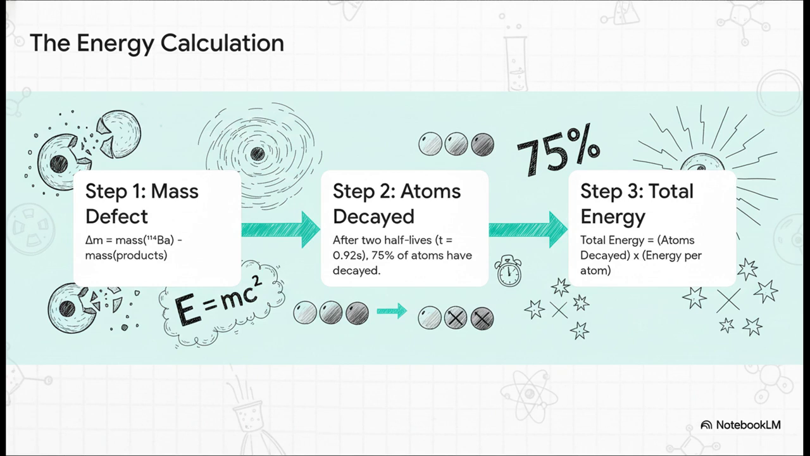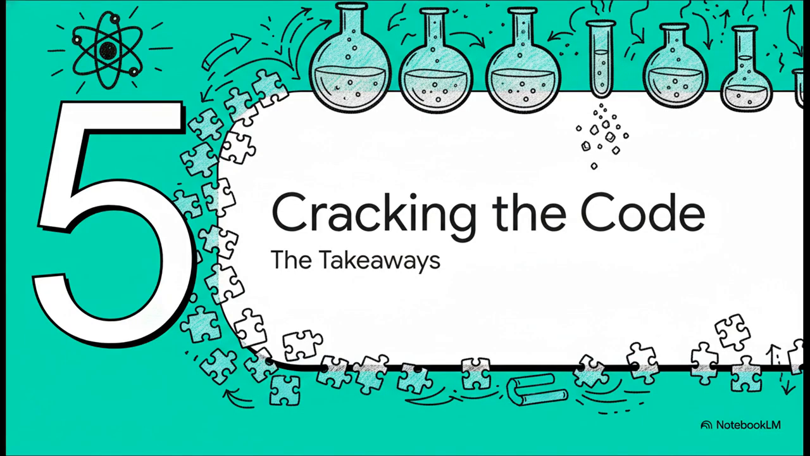And finally, we just multiply the energy released by a single atom by the total number of atoms that decayed to get our grand total. And there you have it. We took this ridiculously complex-looking question and we just broke it down piece by piece. We handled solubility, we handled precipitation, and we even handled nuclear decay, all in one go.